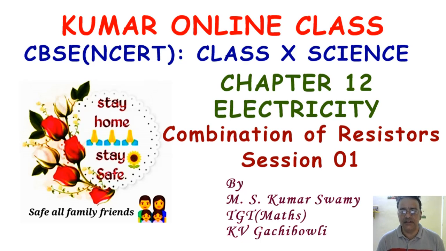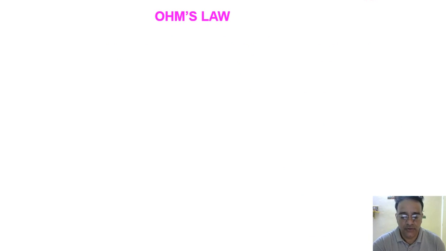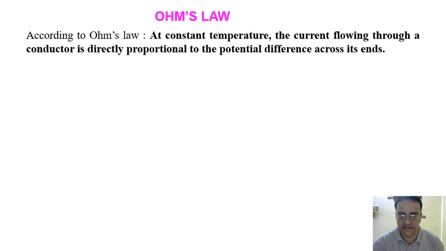Before starting combination of resistors, have a look at Ohm's law. According to Ohm's law, at constant temperature, the current flowing through the conductor is directly proportional to the potential difference across its ends. So this is the definition of Ohm's law. Temperature should be constant, otherwise according to the temperature, the current may vary also.